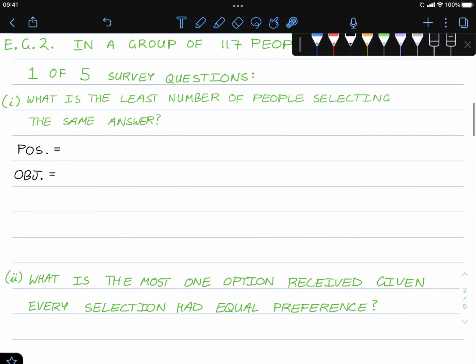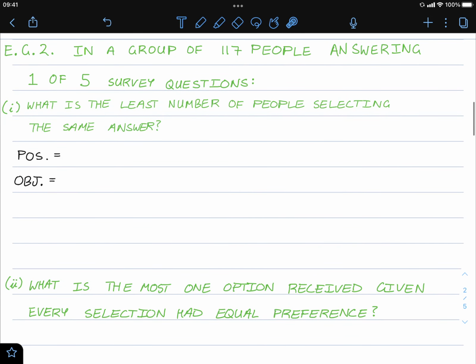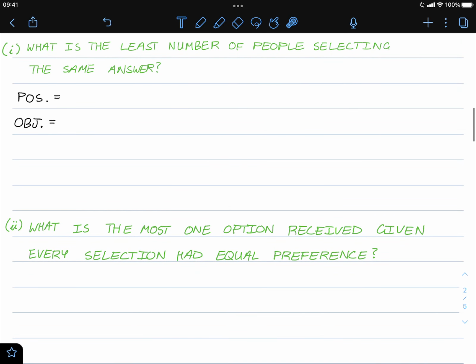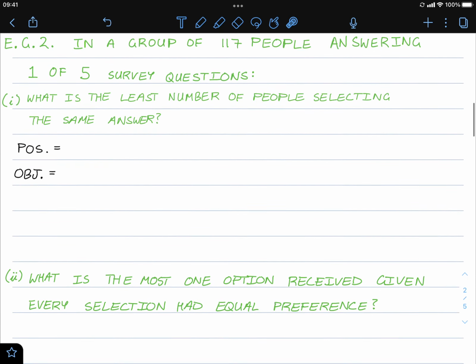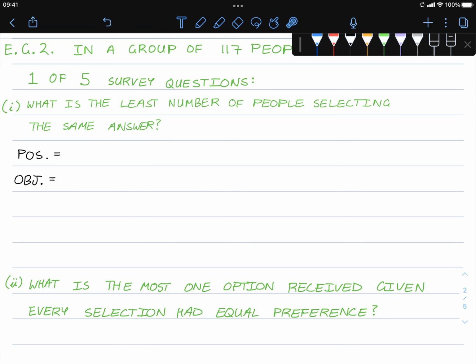In a group of 117 people answering one of 5 survey questions, what is the least number of people selecting the same answer? And what is the most one option received given every selection had equal preference? Okay, so here we go.